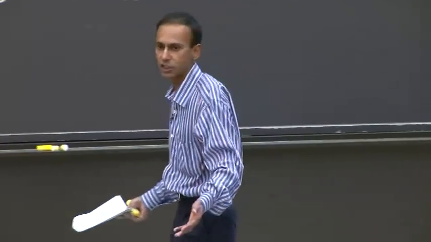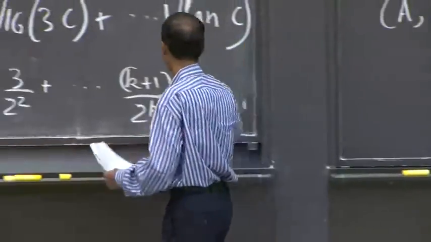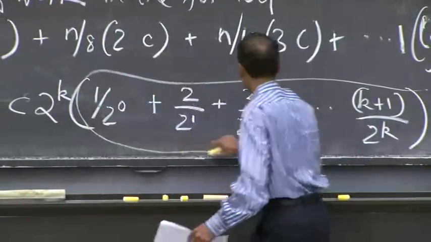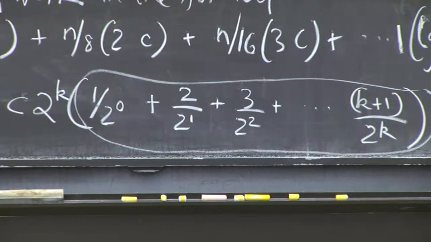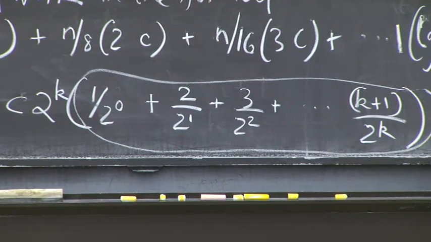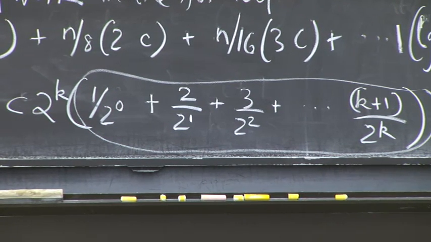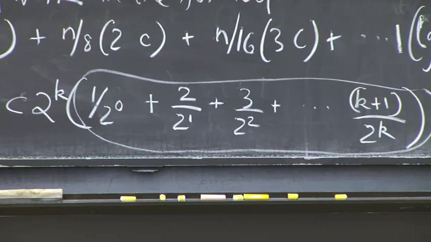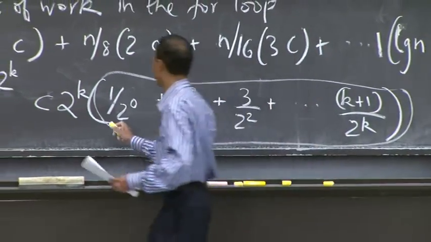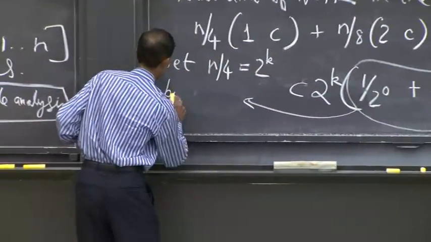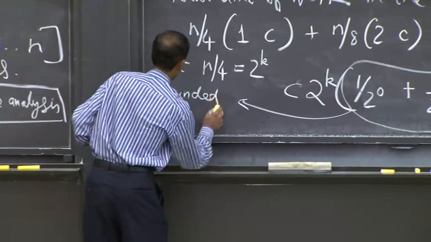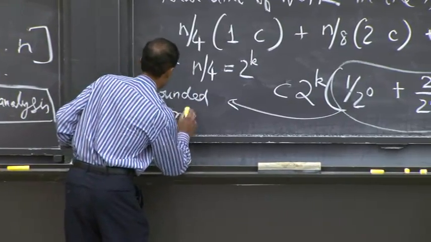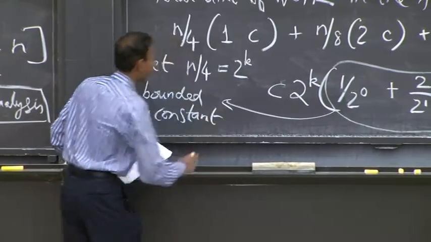This is a convergent series, and it's bounded by a constant, and we can argue about what that constant is. It's less than 3. And it doesn't matter even if k goes to infinity. It doesn't matter if k is small or k is large. This is bounded by a constant. And that's the key observation.